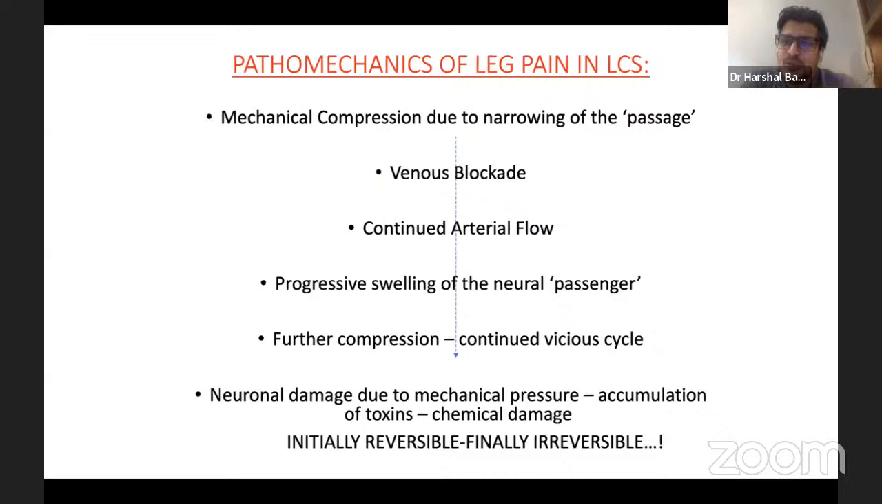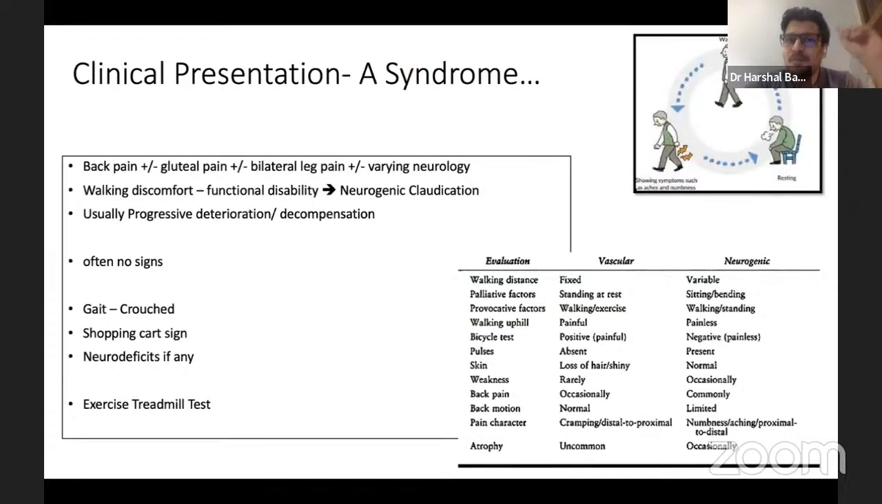Pathomechanics, as we discussed just now, has three aspects. One is mechanical compression of the nerve roots in the cauda equina, the vascular events which happen because of the compression, and chemical events. So the toxins which are accumulated lead to the classical leg pain in lumbar canal stenosis. There are many such theories, but nothing has been significantly proven. But for us, the important part is that it is a clinical syndrome. Patients have a mix and match of these symptoms: back pain, gluteal pain, bilateral leg pain, and variable neurology.